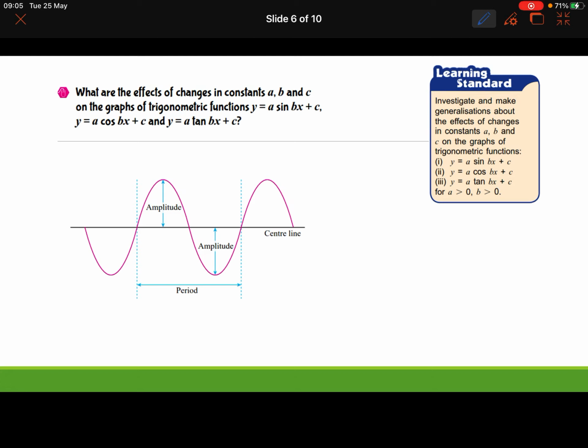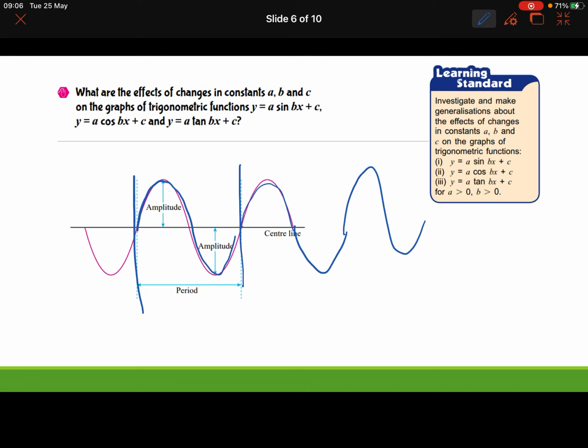So it repeats itself. At this interval, you have a complete cycle, and then it repeats, and then it repeats again. So the graph of the sine function repeats itself on an interval of 360 degrees. We can say that the function sine x is a periodic function with a period of 360 degrees.